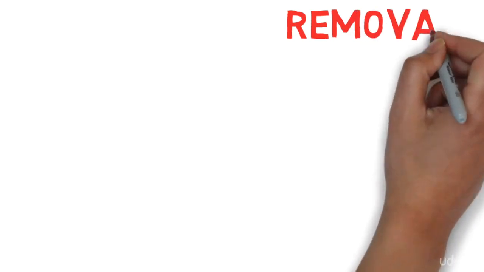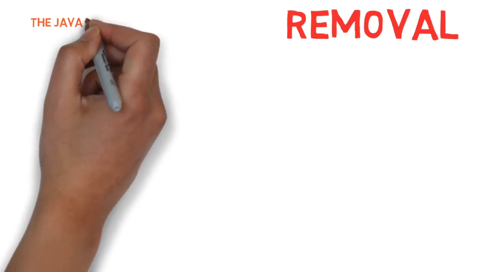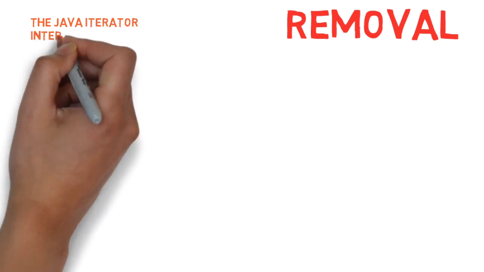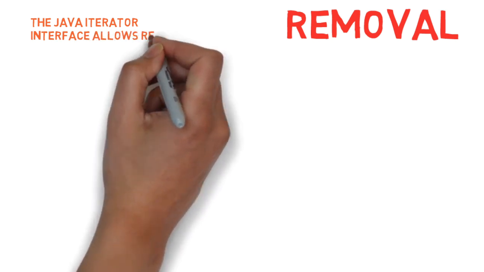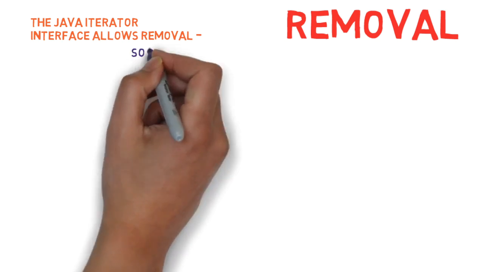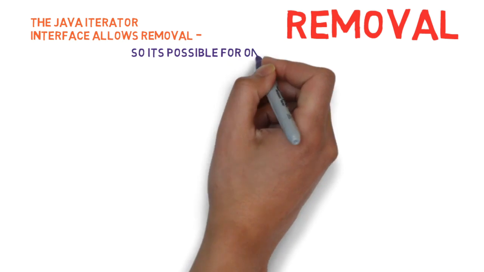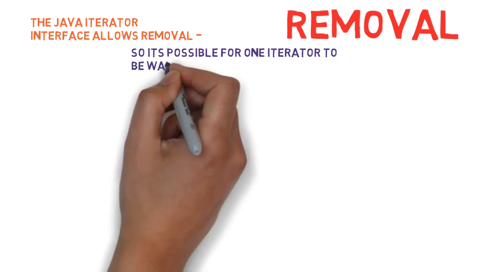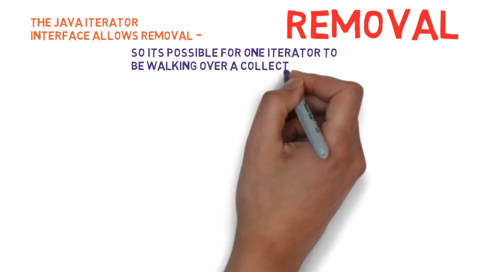Let's speak about the last method that's available in an iterator interface. That is removal. The Java iterator interface allows removal of elements from a particular collection. So it's totally possible that you have one iterator which is walking over the elements in a collection in some sequence, while another iterator on another thread goes through the same collection and removes elements from it.